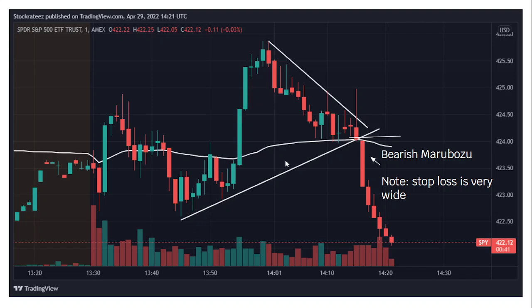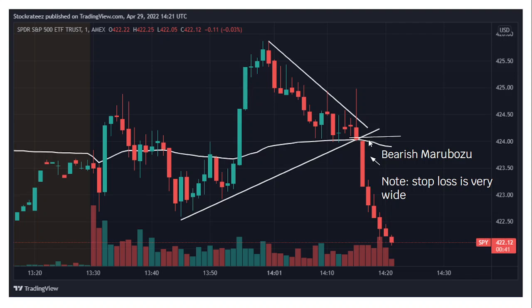And we've got another trend crack right here. We've got huge bearish Marubozu. But yeah, the stop loss is very wide. You wouldn't have entered right here on the bottom because your stop loss is just too wide.